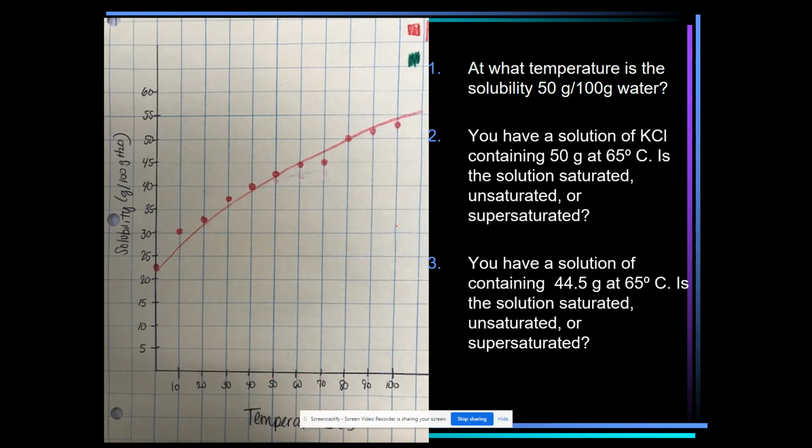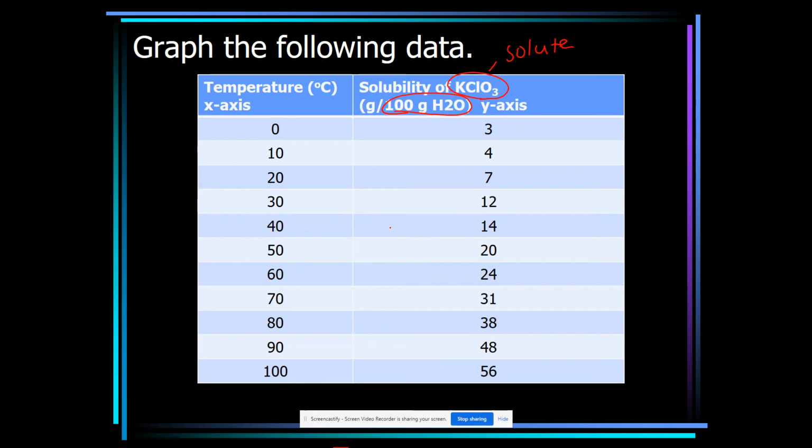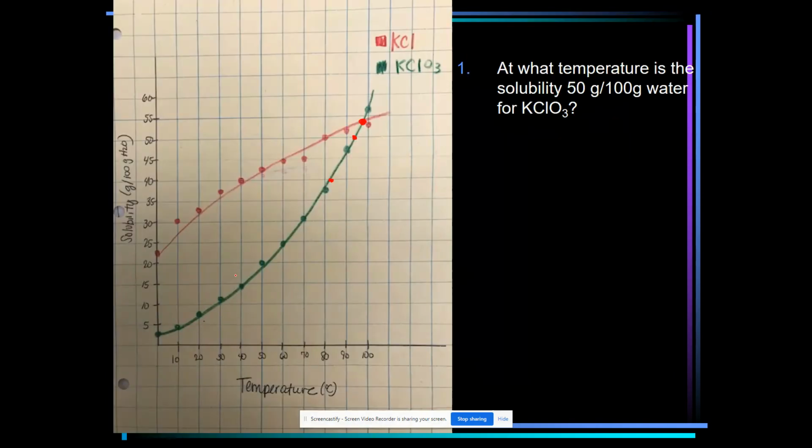All right, so let's go to the next thing. Next thing I want you to do on the same graph, I want you to pause the video and plot all of these points, making sure that you note the color is KClO3. So pause the video because you're going to answer some questions related to this.